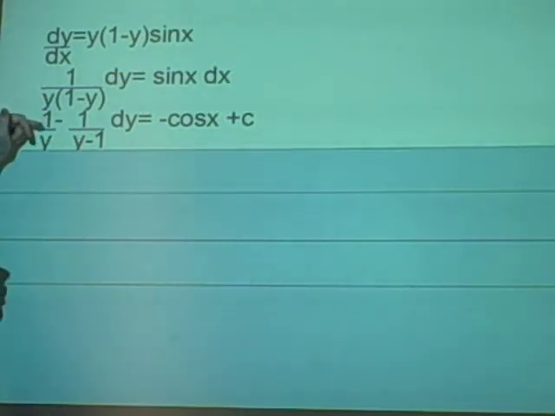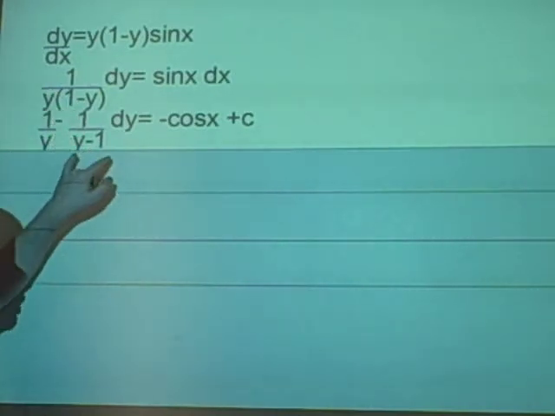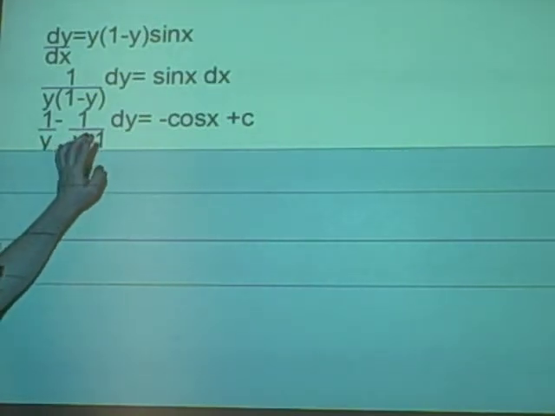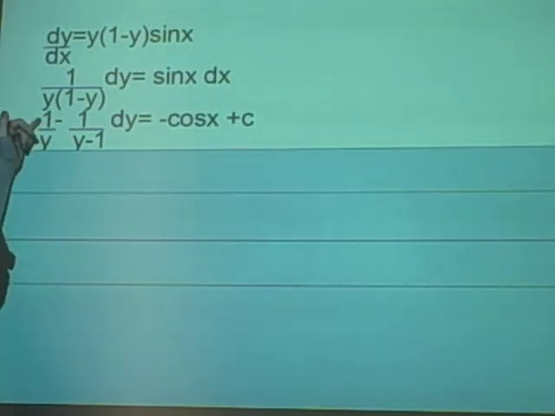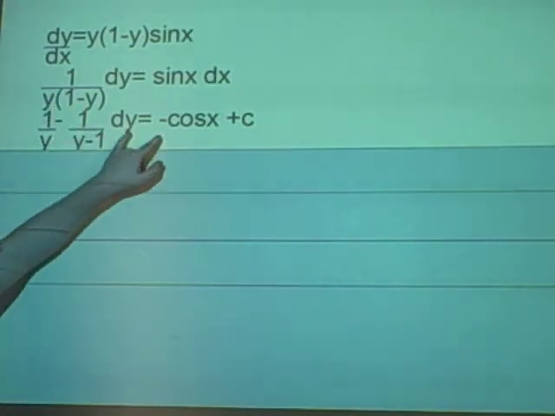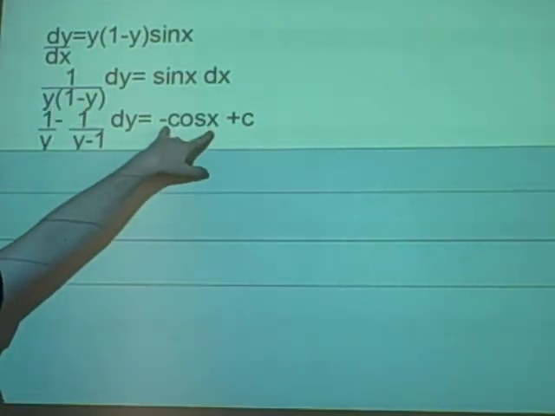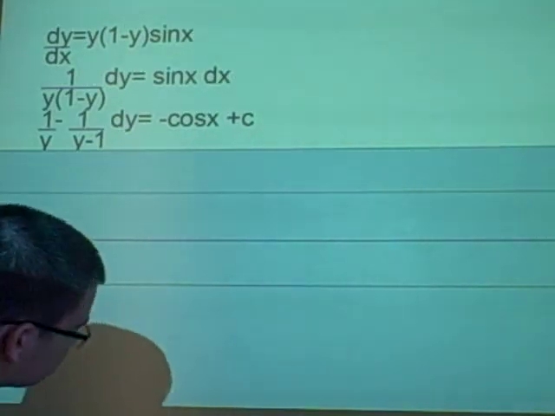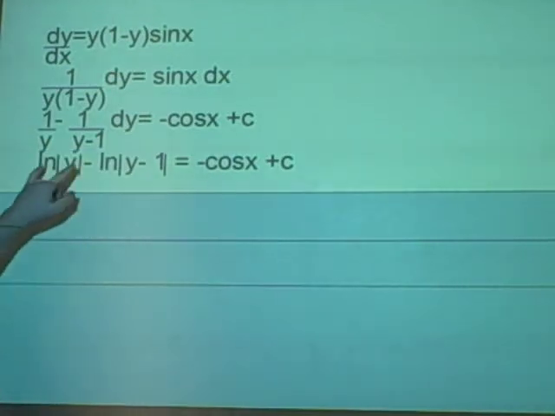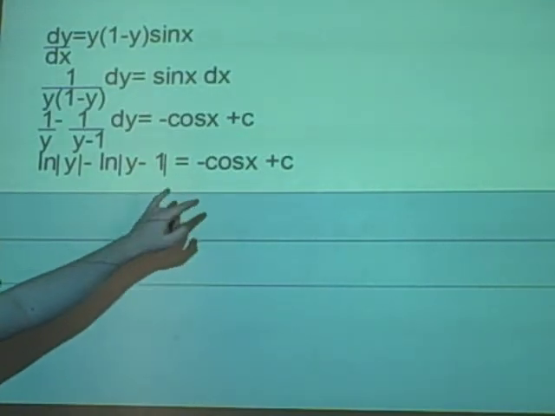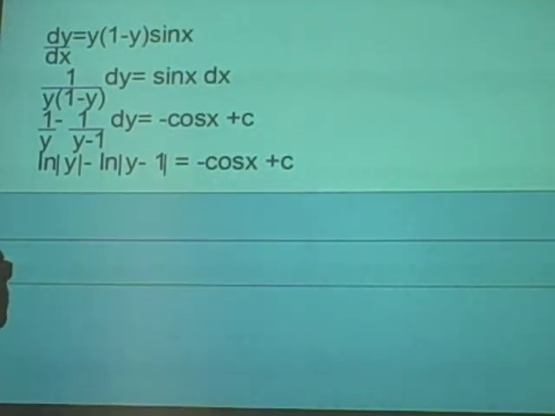So that gives us 1 over y minus 1 over y minus 1. The reason I put a minus there is to make it easier, so that when we integrate it, we find it's a log, and it just looks a bit simpler. You can, however, have 1 over y plus 1 over 1 minus y, that's just the same. And over here, we've integrated, and it's minus cosine x plus c. We have our constant over this side. Now, when we integrate these, we get log y minus log y minus 1 equals minus cosine x plus c.